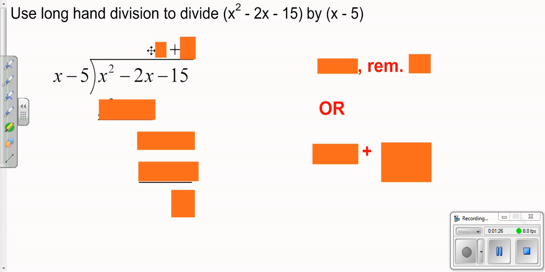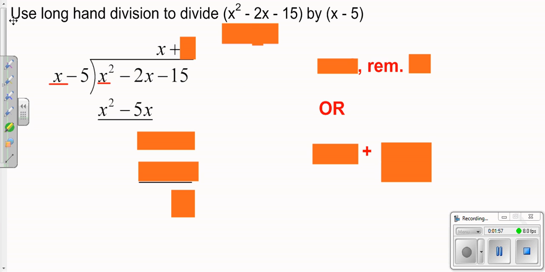Now, that same approach works even when we're dealing with polynomials. You need to ask yourself, okay, my x right here times what gives me an x squared? Now let's see, an x times an x will give me an x squared, so I got to put an x up here. Now I got to take this x times everything in front. My x times my x. My x times my -5.